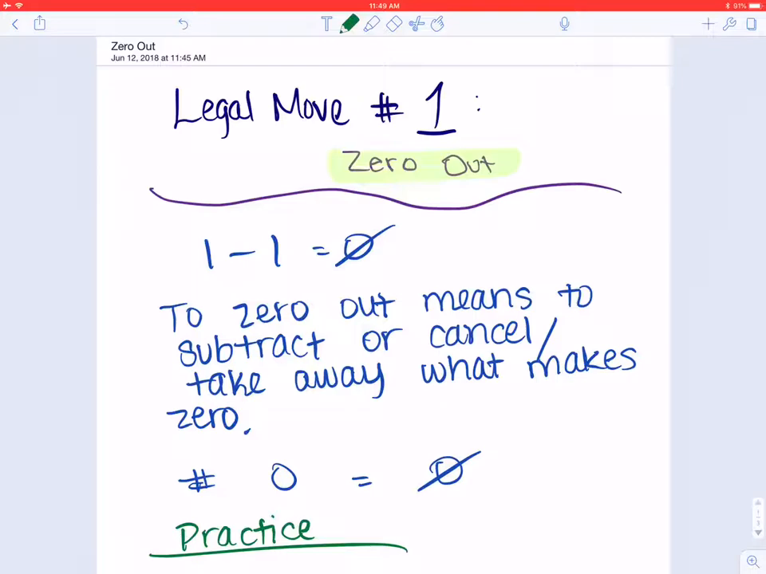So the first thing I need you to understand is that if I have one of something, and I take that something away, minus one, I wind up with nothing. The zero out strategy means to subtract or to cancel or to take away what makes zero. So anytime we have two things that make zero, we remove them totally, we zero them out.